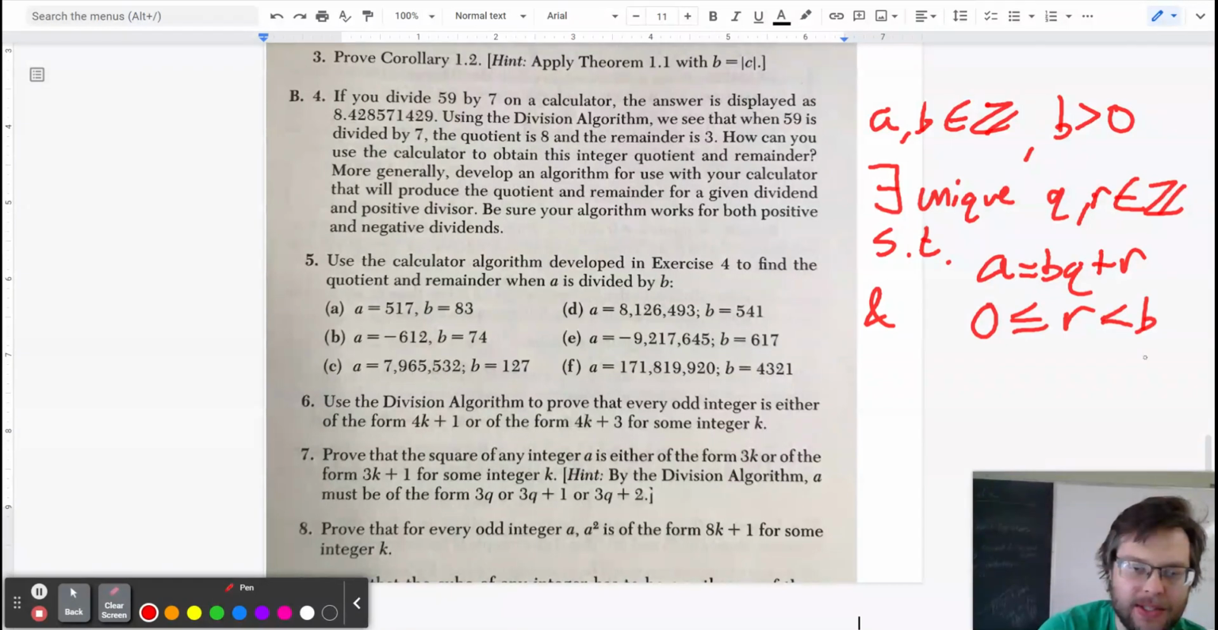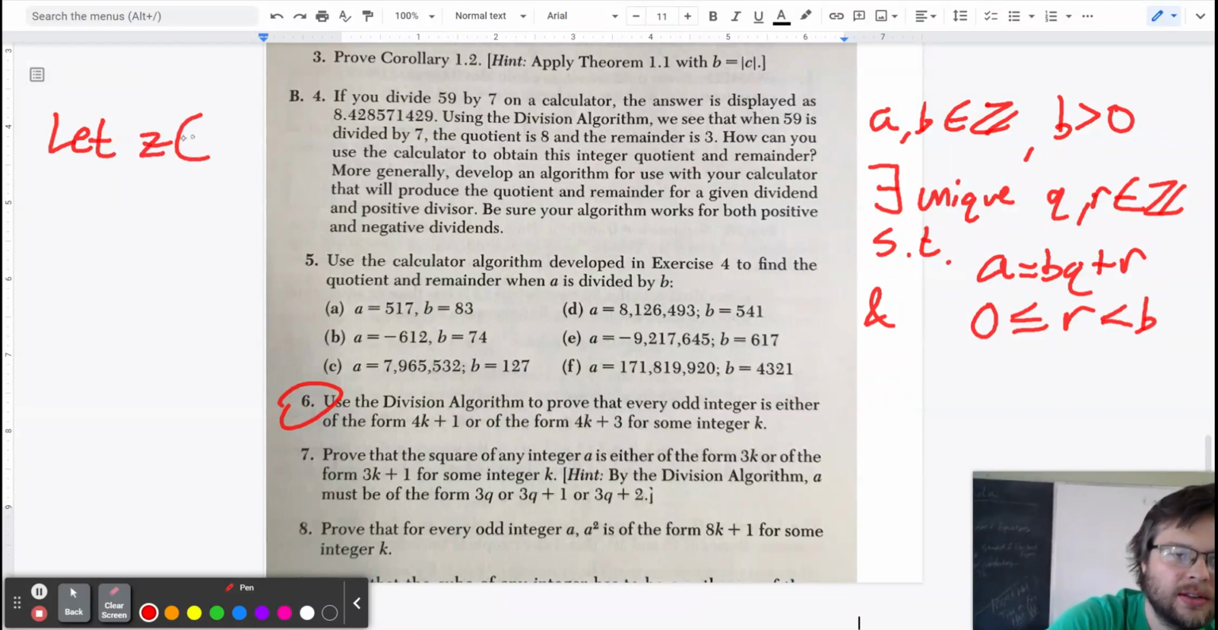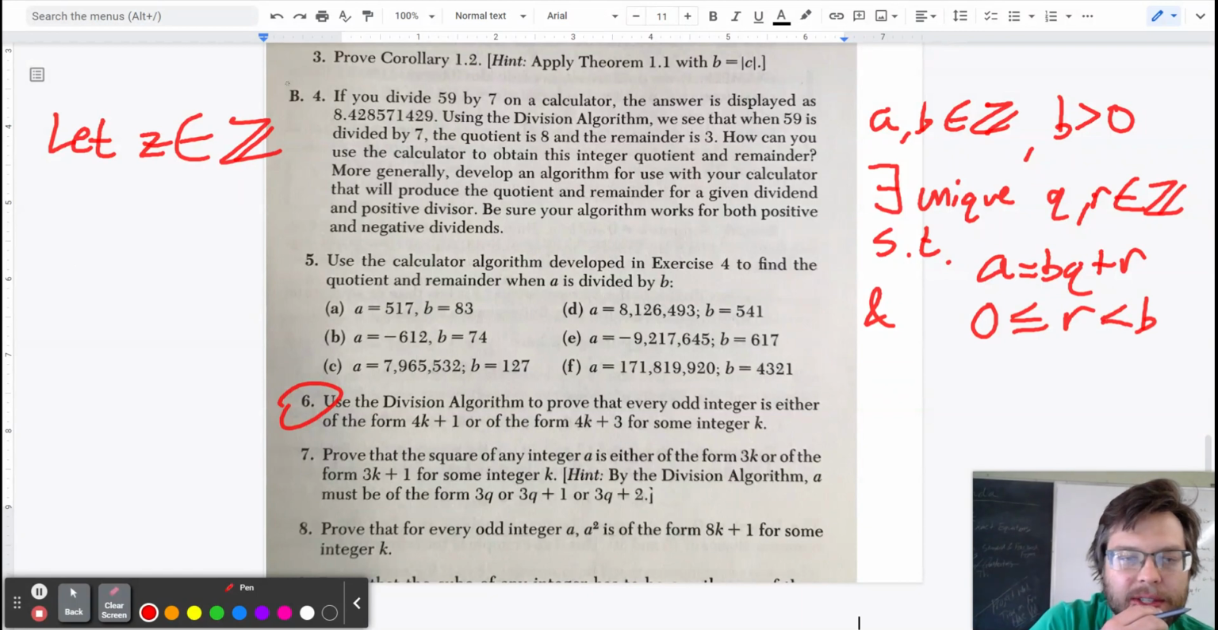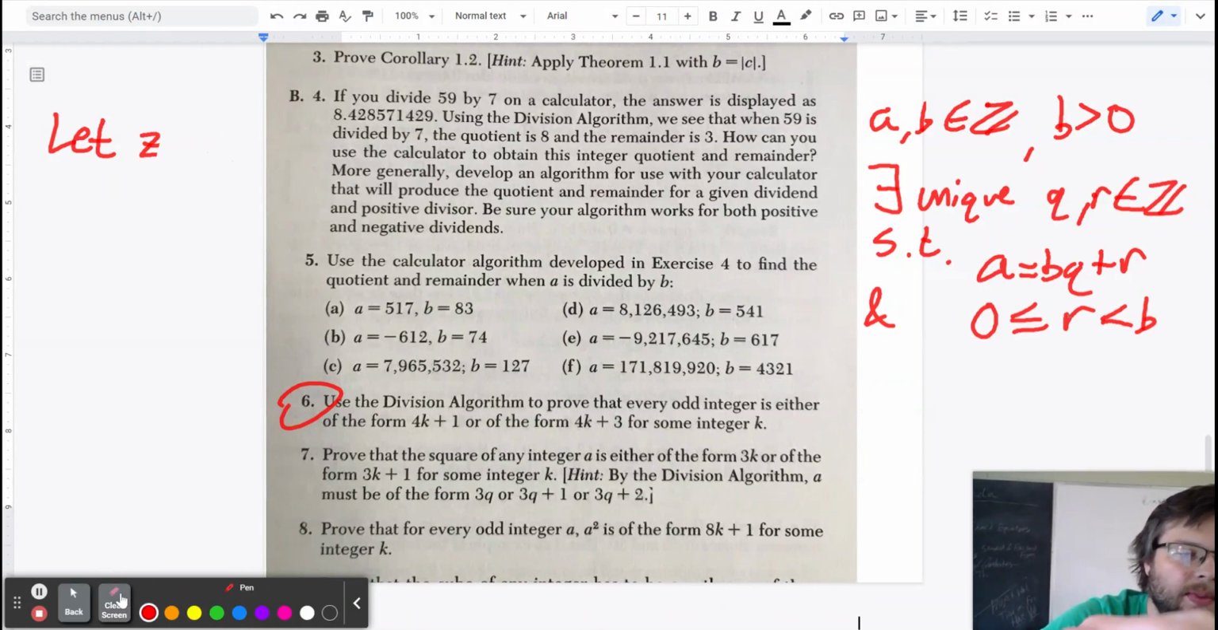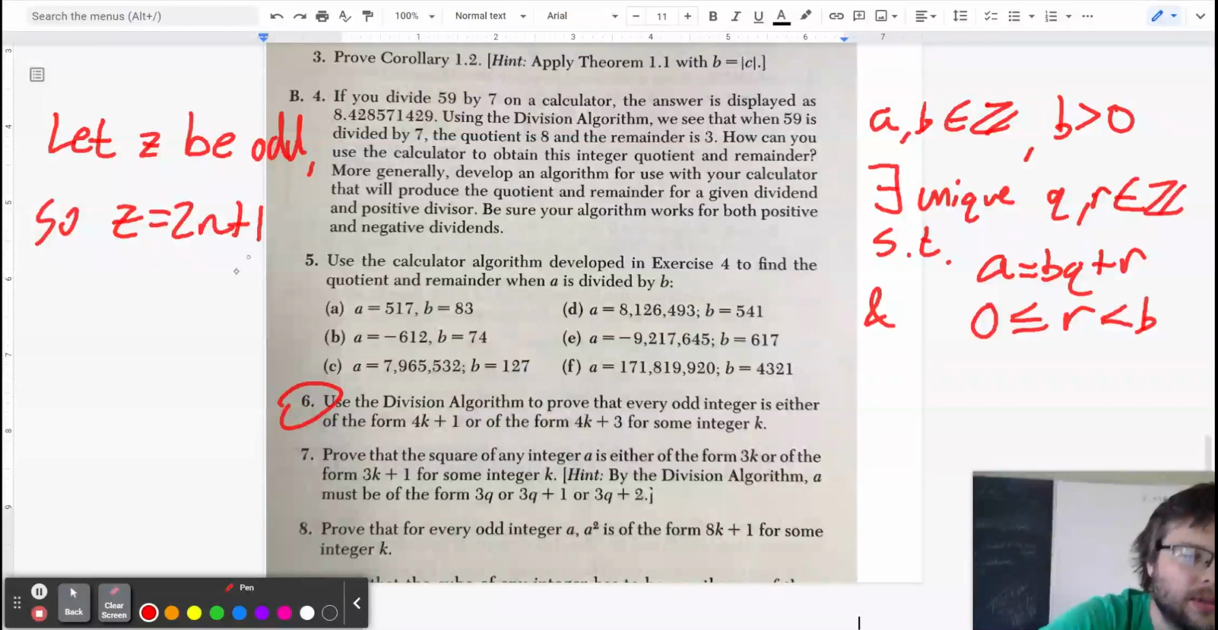So let's look at it in the context of number 6. Use the division algorithm to prove that every odd integer is either of the form 4k plus 1 or of the form 4k plus 3 for some integer k. Okay, so let's look at an odd integer. Let z be an integer. Actually, let's say z is an odd integer. So let z be odd. Then z equals 2n plus 1 for some integer n. That's what it means to be odd.